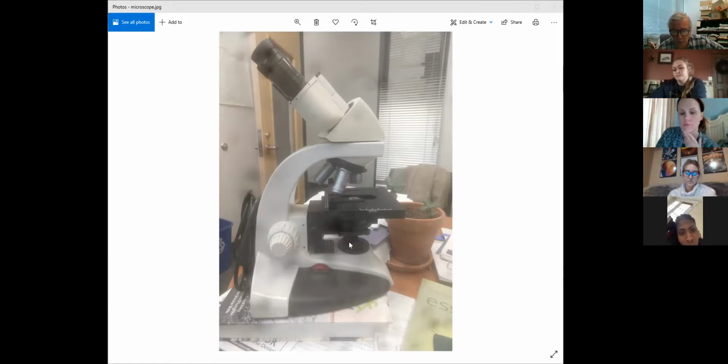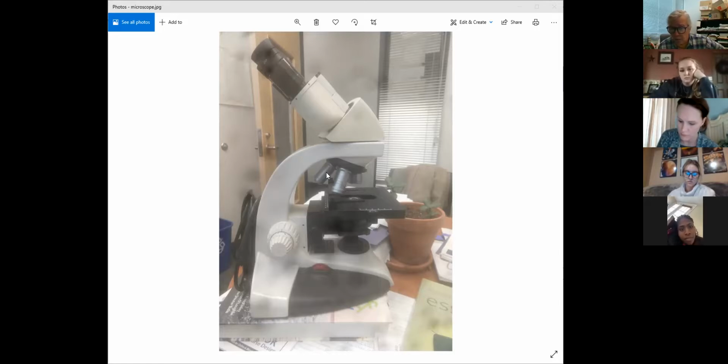The light source is down here. This is a light switch right here. In class I would always say, make sure you plug it in, turn the light switch on, and make sure the light comes on, because the microscope is useless without the light coming on. Light comes up through here, into this lens, which is called an objective lens.